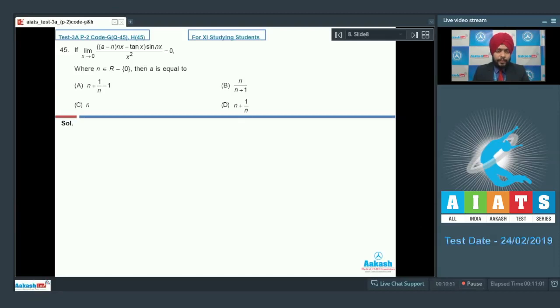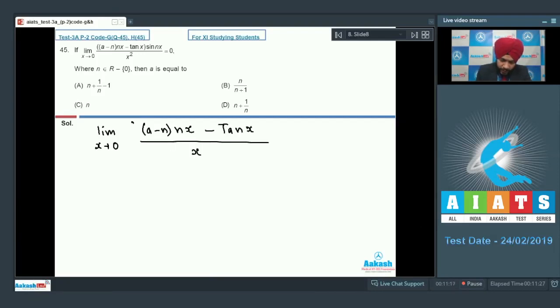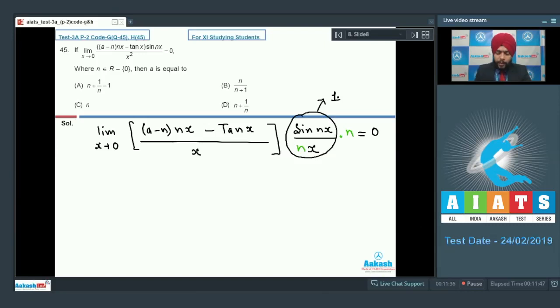Question number 45 says that if limit x tends to 0, (a minus n into nx minus tan x) whole multiplied by sine of nx whole divided by x square equals 0, where n belongs to real numbers minus 0, then a is equal to. Students, this limit is already given to be existent and finite. The value is 0. So I can separate the terms. So I'll write this as x over here multiplied by sine nx upon x equals 0. I can multiply and divide by n, and this particular term will reduce to 1. Okay. There is no doubt that we can split the limits if it is already given to be finite. So this is limit x tends to 0, a minus n into n, x is cancelled, minus tan x upon x into n is equals to 0.